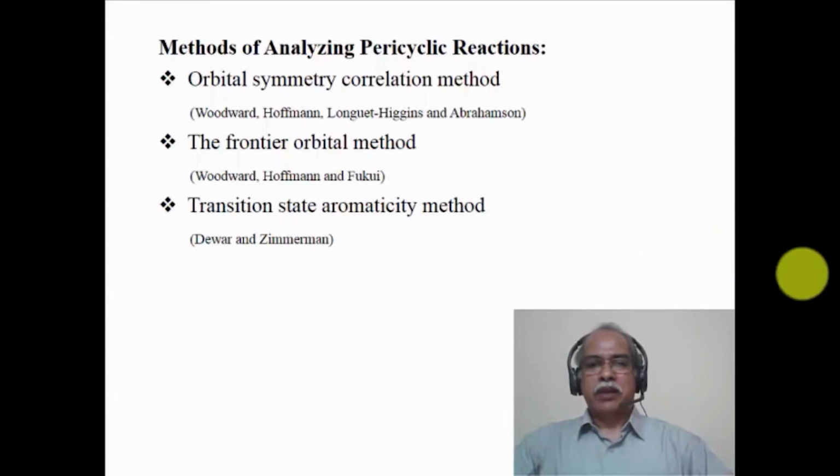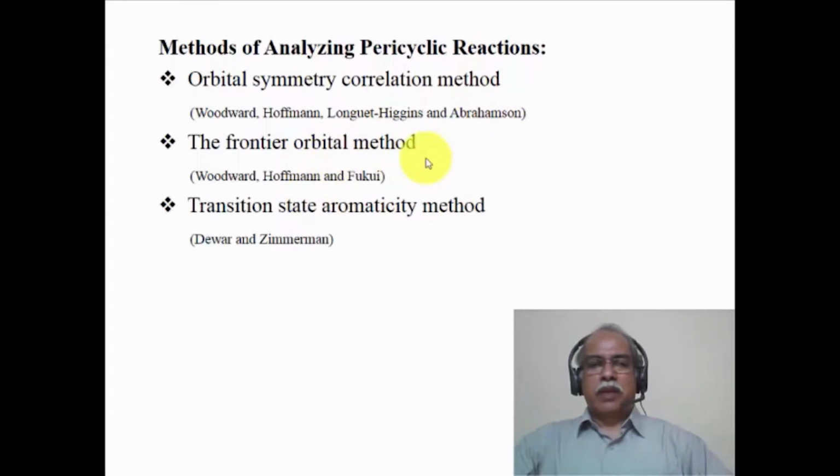Now pericyclic reactions have a very strong foundation in theoretical organic chemistry, in quantum mechanics. These are the various methods by which pericyclic reactions can be analyzed. The first methodology is called the orbital symmetry correlation methodology, largely developed by Hoffmann, Longuet-Higgins and Abrahamson. In this particular methodology, the symmetry properties of the starting molecular orbitals are correlated to the symmetry properties of the product molecular orbitals. We'll see more details of how this methodology works as we proceed with the modules. The second methodology is called the frontier molecular orbital methodology.